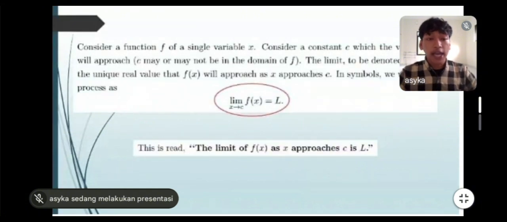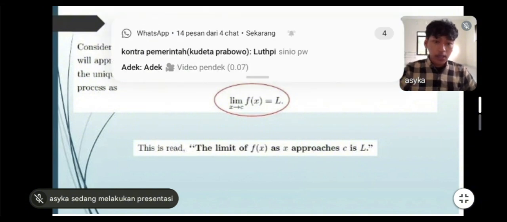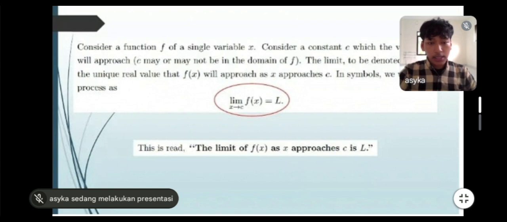In this video, I will explain the limit of a function. Consider a function f of a single variable x. Consider a constant c, which the variable x will approach; c might or might not be in the domain of f. The limit, to be denoted by L, is the unique real value that f(x) will approach as x approaches c. In symbols, we write this process as follows. This is read: the limit of f(x) as x approaches c is L.